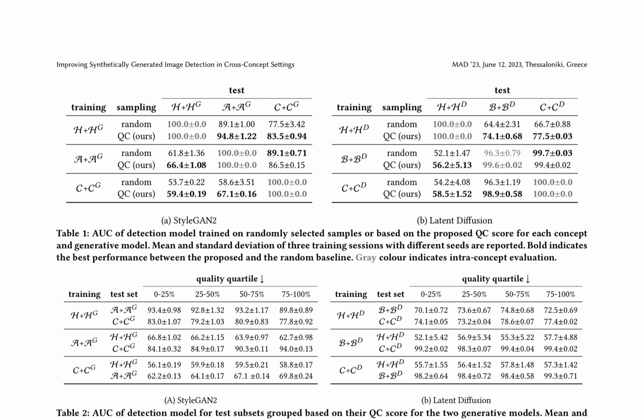So let's see, AUC for the detection of the model trained on the randomly selected samples or based on the proposed QC score for each concept and the generative models. Mean and the standard deviation of the 3 training sessions with different seeds are reported. Bold indicates the best performance between the proposed and the random baseline. Gray color indicates the intra-concept evaluation. So let's see. Random, QC.